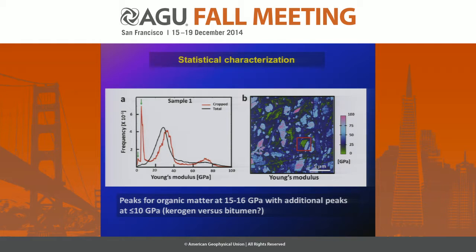So just to give you an idea, these are the kinds of things that we can do. We can build these statistical characterizations of the mechanical properties. We're getting a frequency here, with Young's modulus along the x-axis. If we zoom into regions of interest, for example this red region, we can see the mechanical properties of that particular window. The organic matter just jumps out here at around 5 or 6 GPa. For this particular sample, we were seeing peaks mainly around 15 to 16 GPa and additional peaks at smaller than 10 GPa.